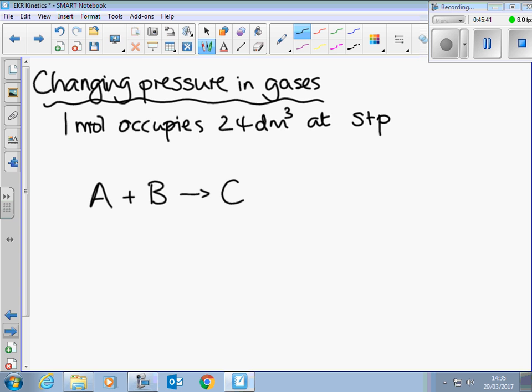Think of it in a container over here and over here. Here we've got A and B. Here we've got C. Which one's at the higher pressure? A and B. Yeah, because you've got twice as many particles colliding with the walls of the container. So that produces twice the pressure that does. So this is what you have to consider when you're looking at changing the pressure.